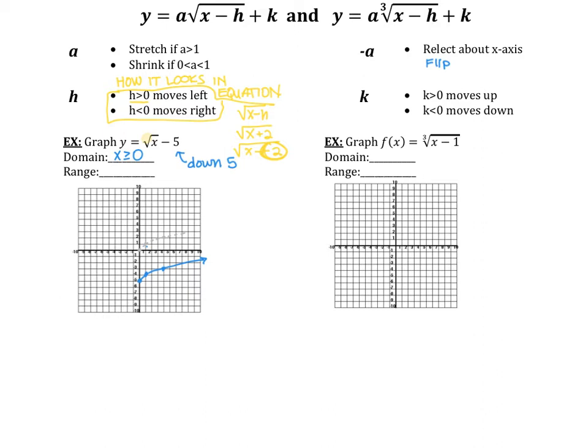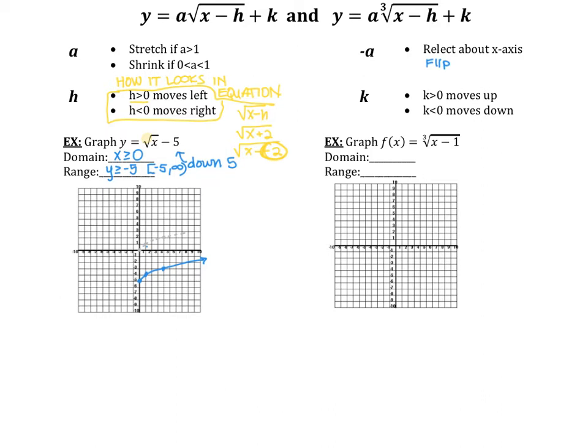Then my range has changed. The smallest y value I can get now is not 0, but -5. So I can get -5 on up. Sure, it's going to take me a while to get up to say 10, 20, 40, but my lowest is -5. So the lowest I can start is -5. You can either write this as y is greater than or equal to -5, or in interval notation, -5 to infinity. So what you'll notice is shifting it up and down changes my range for this square root function.